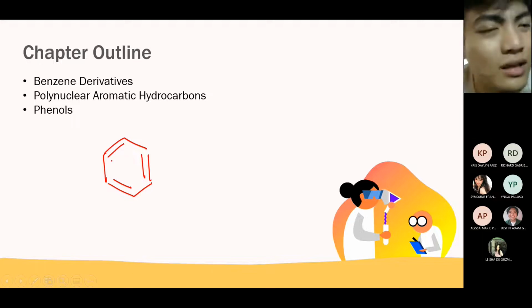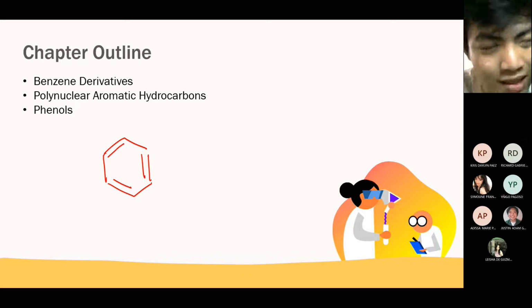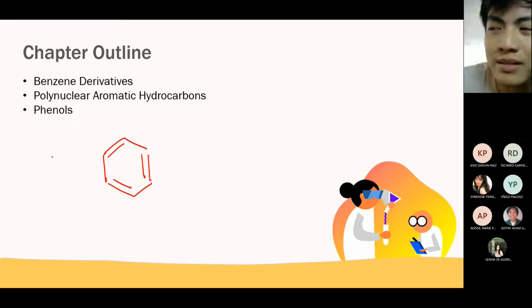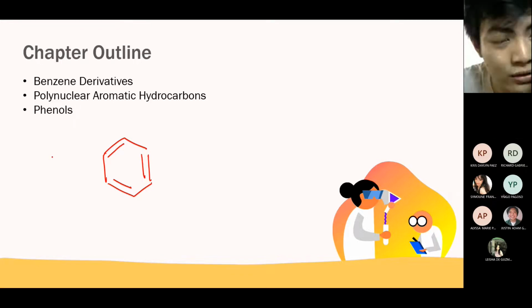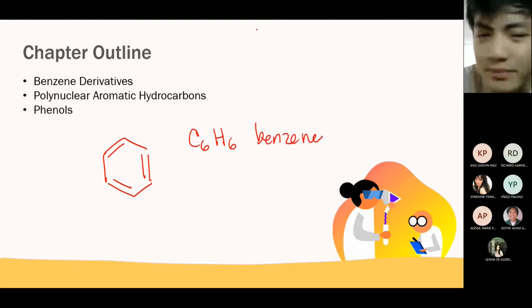So kung naaalala nyo sa second slide ng, I think third slide ng chapter 6 lesson natin, yung part 1, nakita nyo doon bandang dulo, you have your aromatic, diba? And may ganitong picture. So this picture is the benzene molecule. So benzene molecule is a hydrocarbon that contains 6 carbons and 6 na hydrogen. So C6H6 that corresponds to benzene.